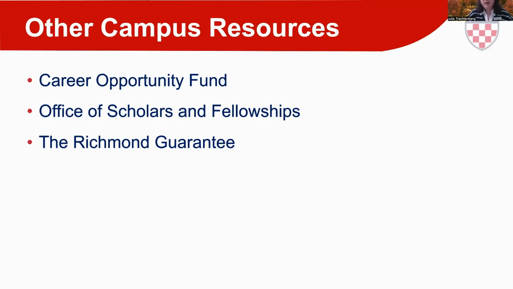We also have the Office of Scholars and Fellowships. They help connect students with fellowships and help with the application process. So things like the Fulbright or something, usually for post-grad study and research. We also have the Richmond Guarantee, which provides up to $5,300 of funding for a summer research or internship experience that is unpaid or underpaid to help with those costs as well.